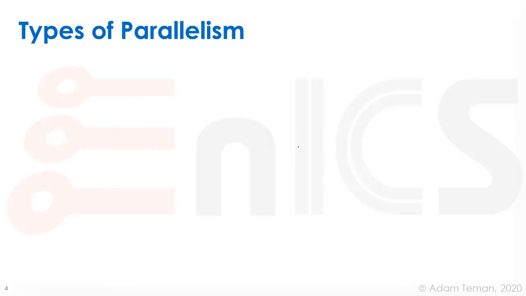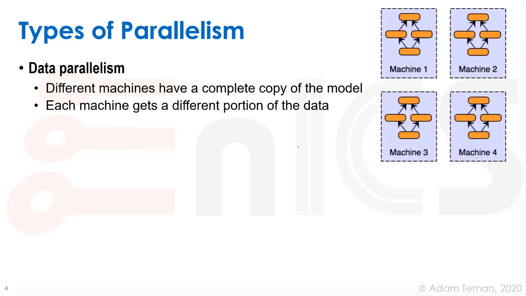So I just want to show a categorization that's common to find about this embarrassingly parallel problem of deep learning. One way of parallelism is what we call data parallelism, where say we have 4 different machines here and we separate the data to each of the machines. So we have different machines with a complete copy of the model. Each machine gets a different portion of the data.